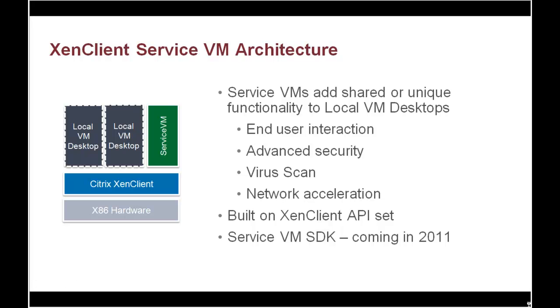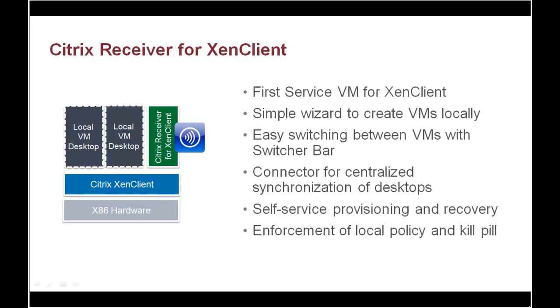And as a proof point, we've actually built a service VM. So the first service VM for XenClient is called the Citrix Receiver for XenClient. And it's essentially a user interface that provides simple wizards for creating VMs locally. It allows you to easily switch between the virtual machines with a switcher bar. And it also acts as a connector for centralized synchronization of desktops. So this is a component that can connect back to the data center, to the XenDesktop system in your data center, to bring down images and do backups. And I'll talk a little more about that in a few minutes.